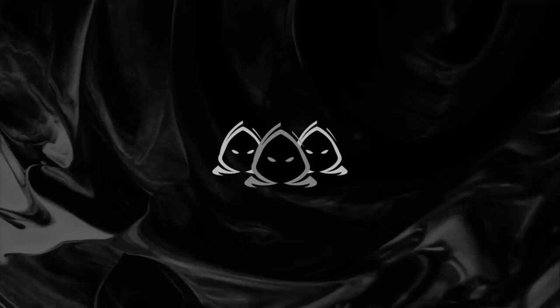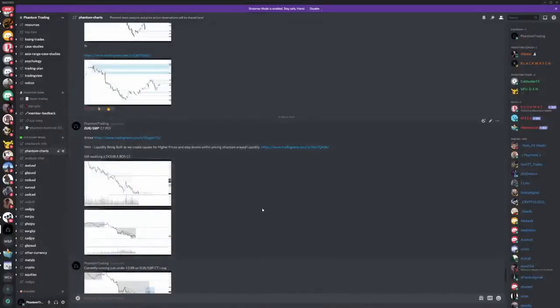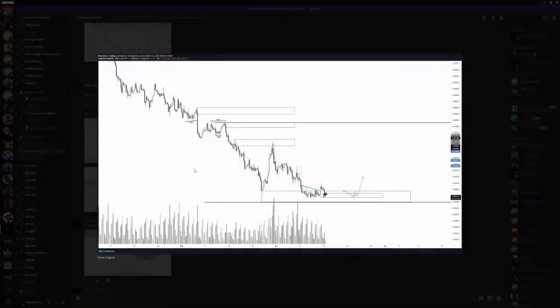Hey everyone, I'm going to go over the EURGBP counter trend long trade that I took earlier this week. As you'll see and remember, I called it out in the weekly commentary that there is a possible counter trend play. And I also posted this in the Discord community within our Phantom charts.